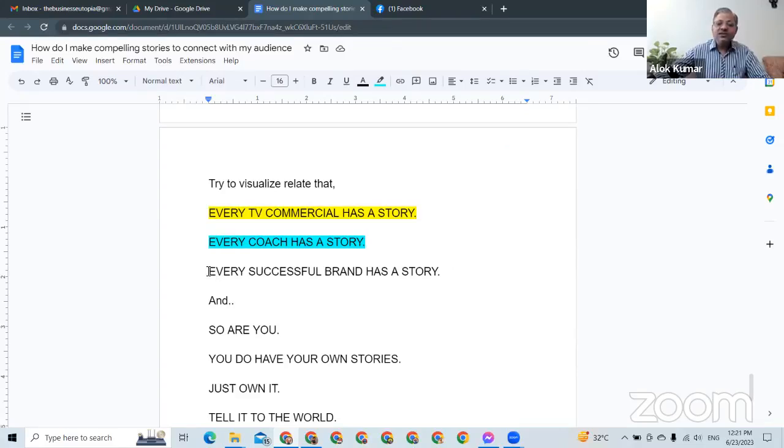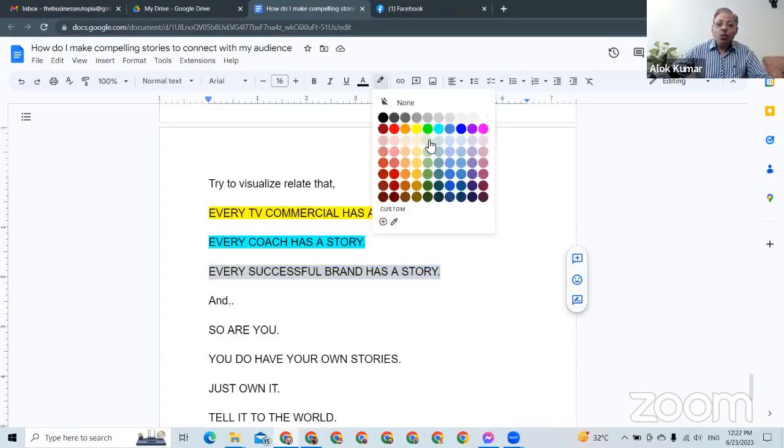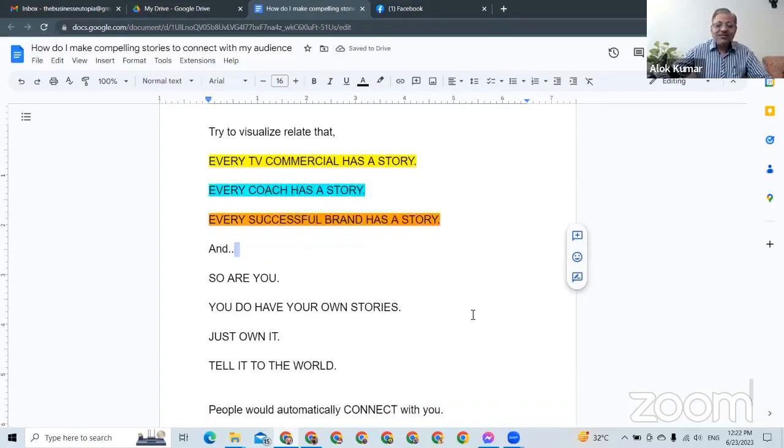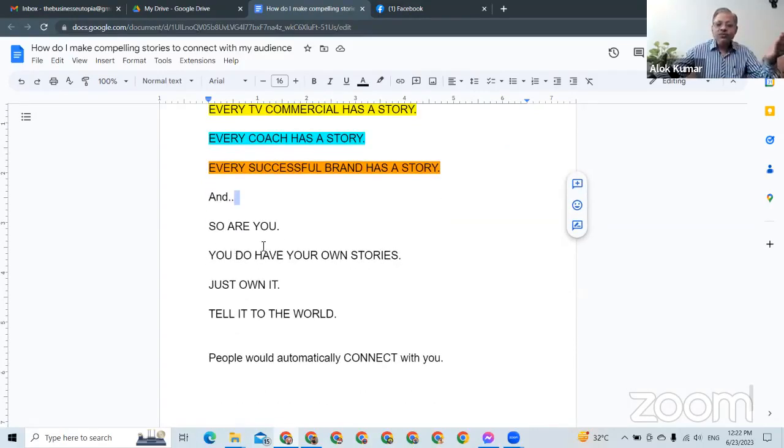And similarly, every successful brand, whether it is Apple, Amazon, Tata, Mahindra, or even McDonald's and KFC or Barista or whatever you name it, right? Every successful brand has a story. Why do they have a story? Simple. They want to connect with their audience. As simple as that. Similarly, you have a story and you are capable enough of creating those stories out of your own lives, right?